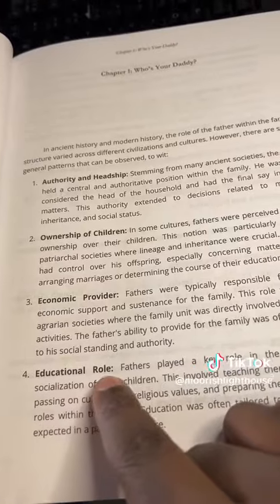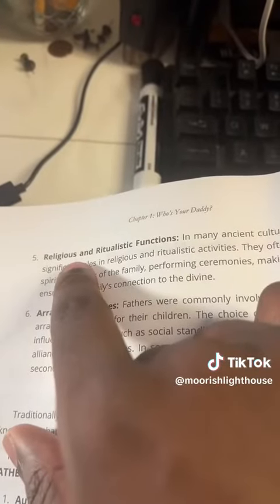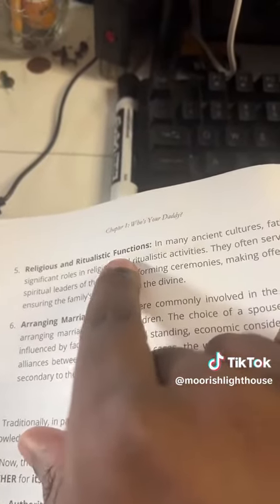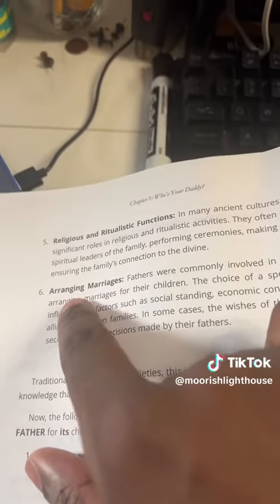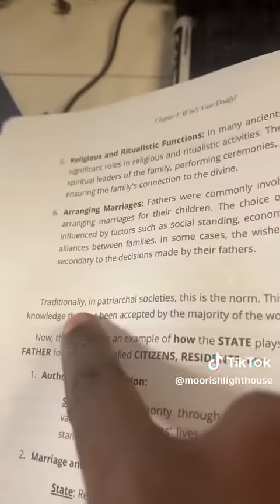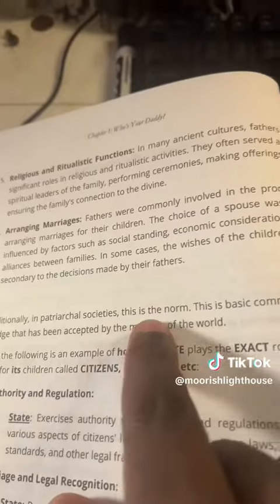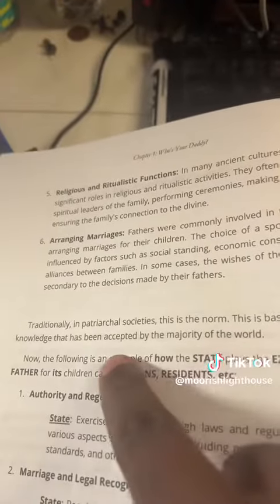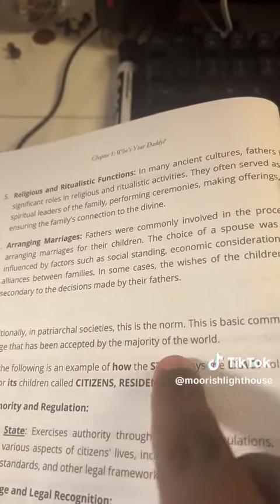4. The educational role. 5. The father was the head of the religious and ritualistic functions of the family. 6. The fathers typically arranged marriages. Traditionally, in patriarchal societies, this is the norm. This is basic common knowledge that has been accepted by the majority of the world.